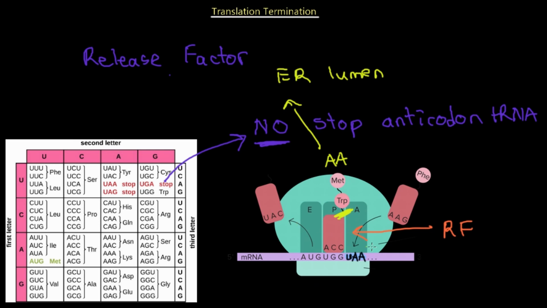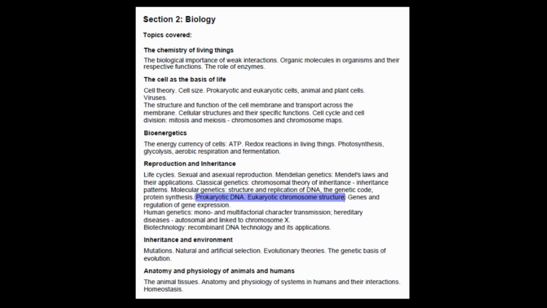will be released. And then once that is cleaved, the ribosome large subunit will be removed, the ribosome small subunit will be removed, and everything is going to dissociate. And of course, our translation is now complete. Now, this concludes our lecture on protein synthesis. We know how the central dogma of biology works. In the next video, we are going to discuss prokaryotic DNA and the eukaryotic chromosome structure.